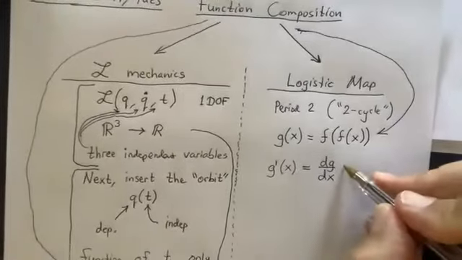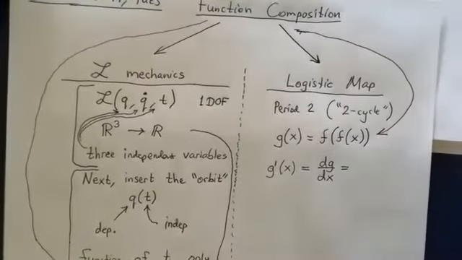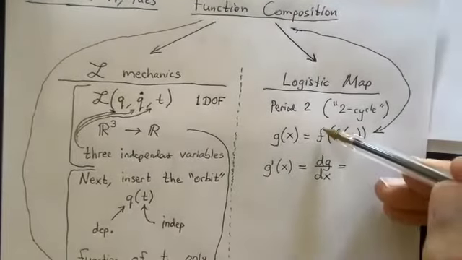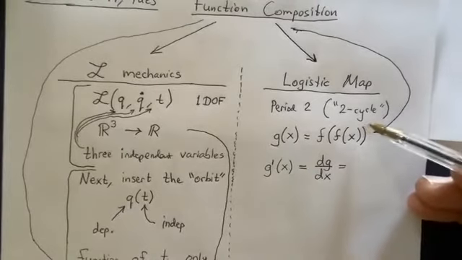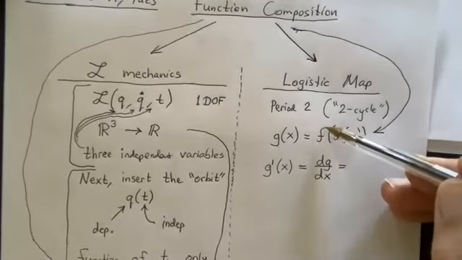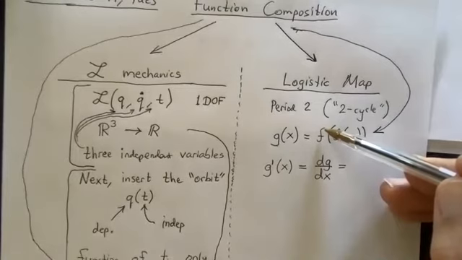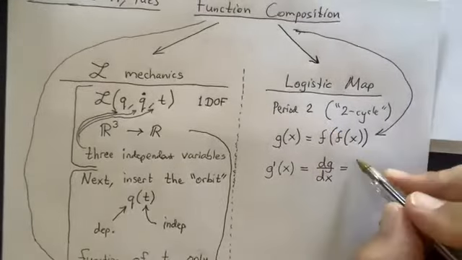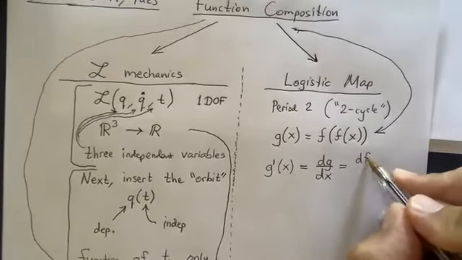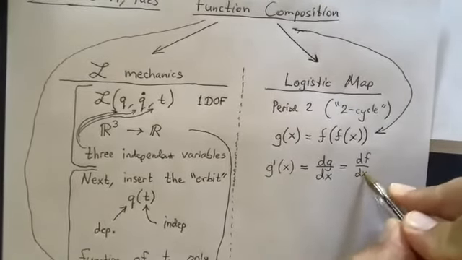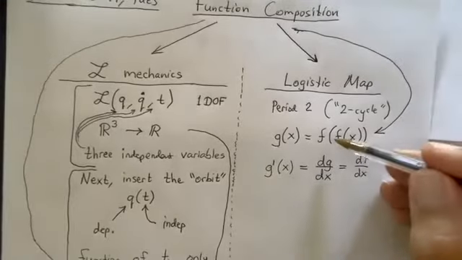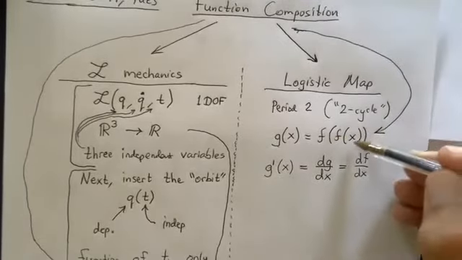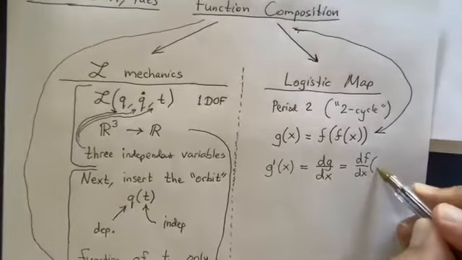Okay, now here's where things get a little tricky. The chain rule says, okay, because we have the functional composition, the first thing you've got to do is differentiate this outermost function. In this case, the outermost function is f. So differentiate f, and then evaluate that derivative at this point. And the value there is f of x.